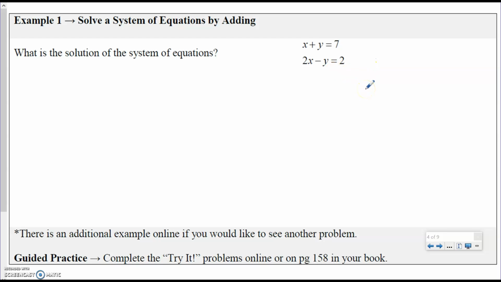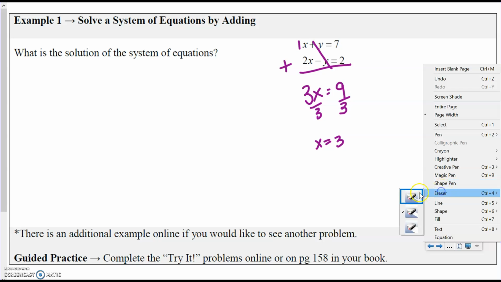Now, a couple things to remember is we are going to compare these two equations and find a variable that might cancel. So I noticed that x and 2x don't cancel each other out, but y and a minus y do. So I could simply add these two equations together to cancel my y's out. So x, or 1x plus 2x gives me 3x. My positive y and my negative y cancel, and then 7 plus 2 is 9. Now this is a really easy equation to solve. Divide by 3 on both sides and you get x equals 3.